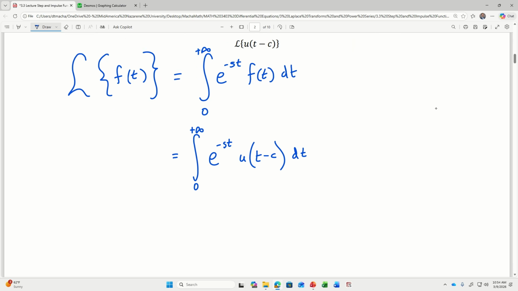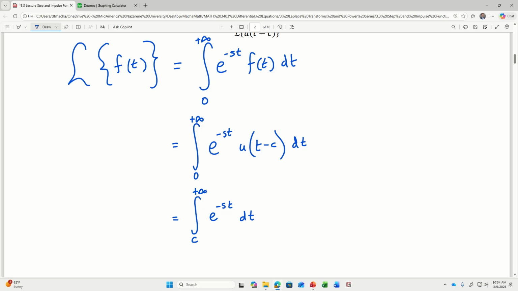And this is equivalent to taking an integral from c to plus infinity of just e to the negative st. Take a moment to appreciate that. Because if t is less than c in my unit step function, then the value is equal to 0, and 0 times anything is 0. So I'm taking an integral of 0 in the integrand, and that adds nothing to my integral.